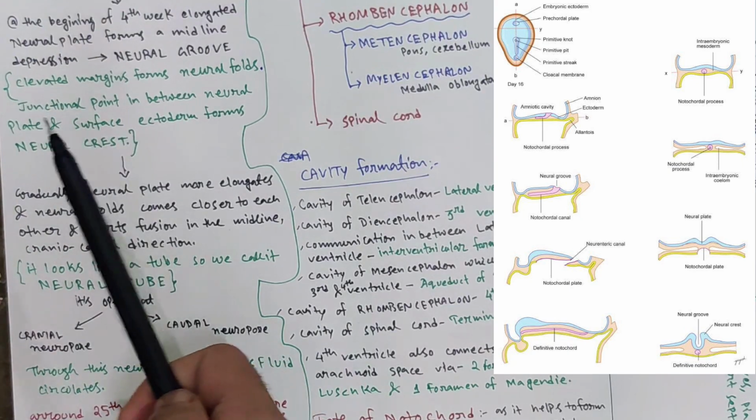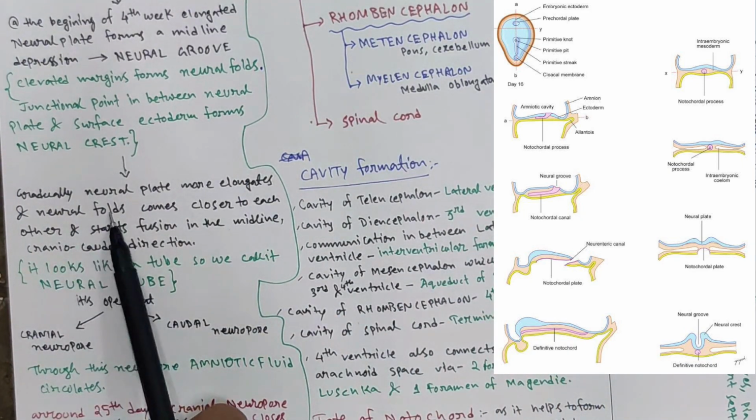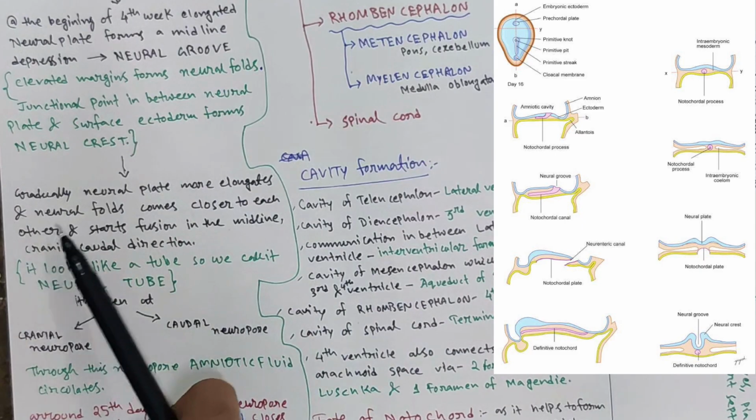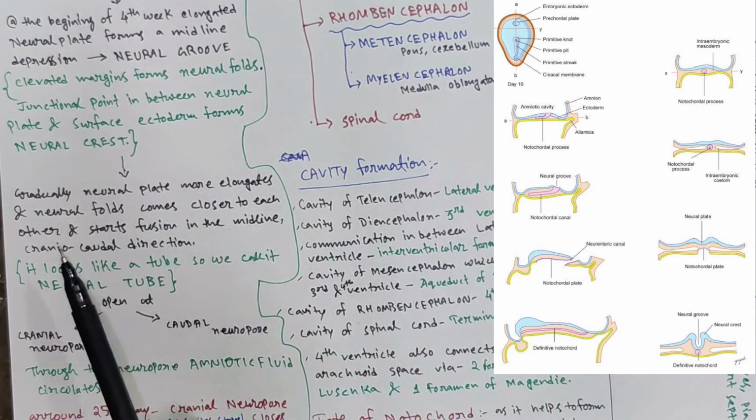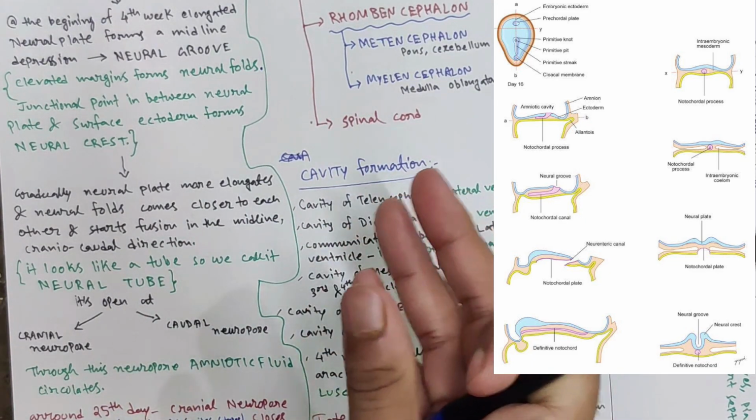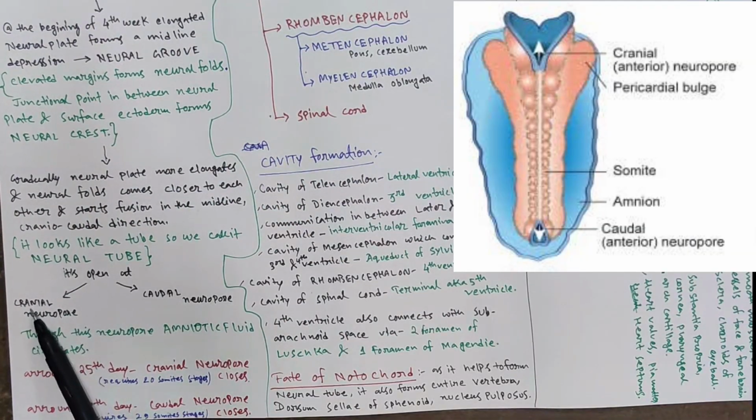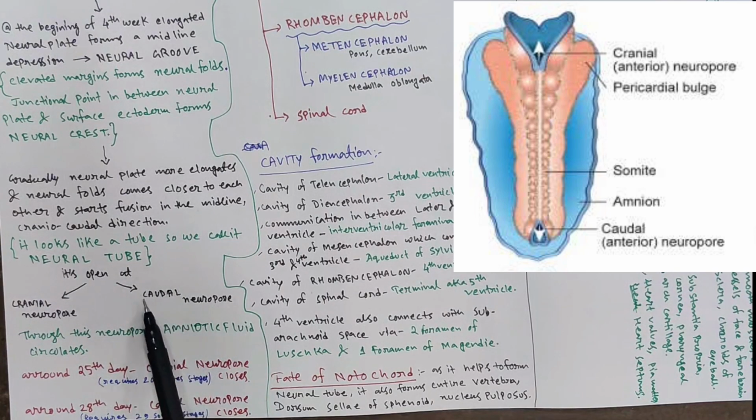Gradually the neural plate elongates more and the neural folds come closer to each other and start fusion in the midline in craniocaudal direction. Okay, and it looks like a tube-like structure, so we call it neural tube. One open end is the cranial neuropore, another open end is the caudal neuropore. Now, through this neuropore, amniotic fluid circulates.